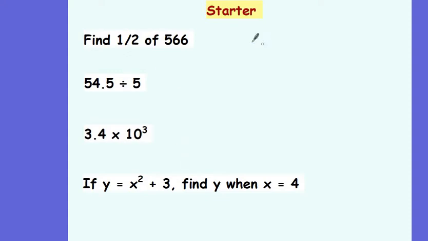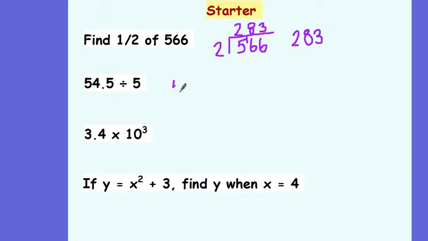Right, let's go through the answers. To find half of 566, I need to do 566 divided by 2. 2's into 5 go 2, remainder 1. 2's into 16 is 8, and 2's into 6 is 3, so I'm looking at 283.